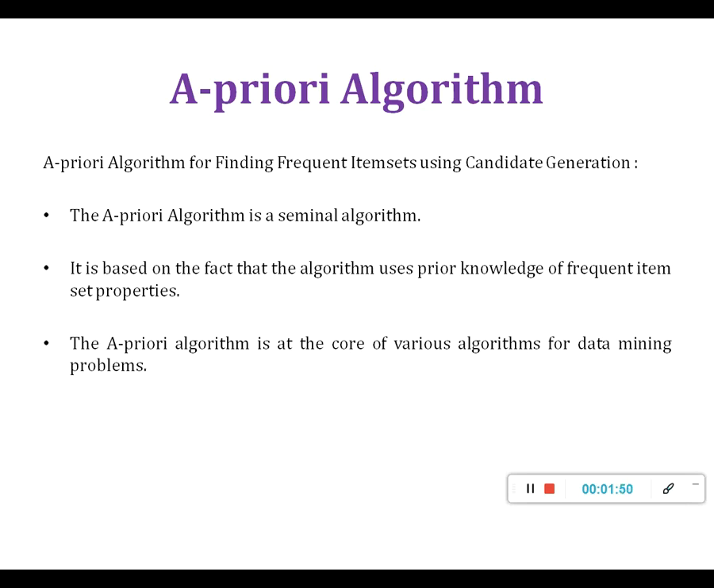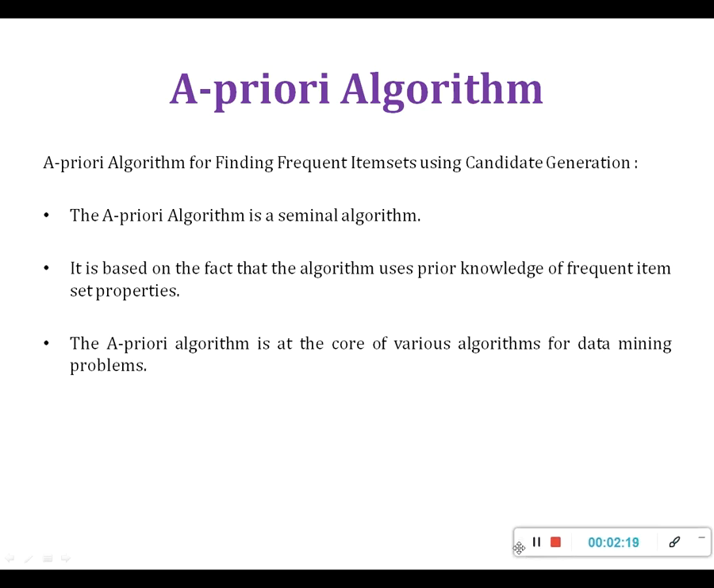It is based on the fact that the algorithm's name itself contains "prior". The name indicates that it uses prior knowledge of frequent item set properties, meaning we have prior knowledge of what the frequent items are from the different given transaction data. The Apriori algorithm is at the core of various algorithms for data mining problems.